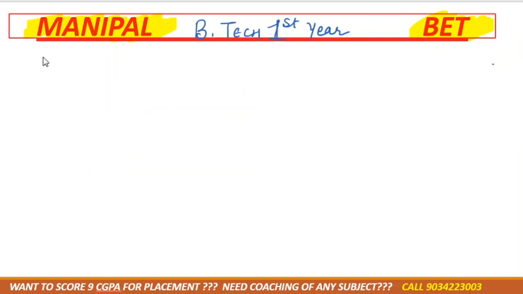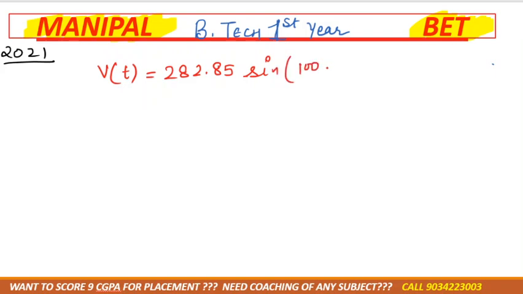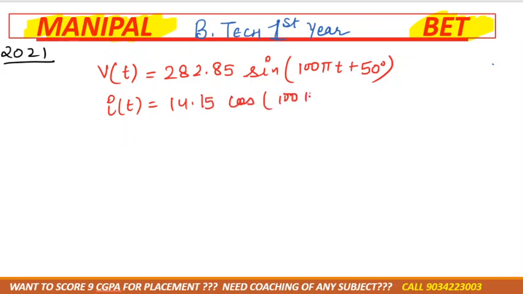Like for example, one question I'm teaching you is from your paper 2021. They have given the voltage in the equation form, that is 282.85 sine of 100 pi t plus 50 degree, connected to an impedance, with current equation I of t equal to 14.15 cos of 100 pi t plus 30 degree. Okay, understood?